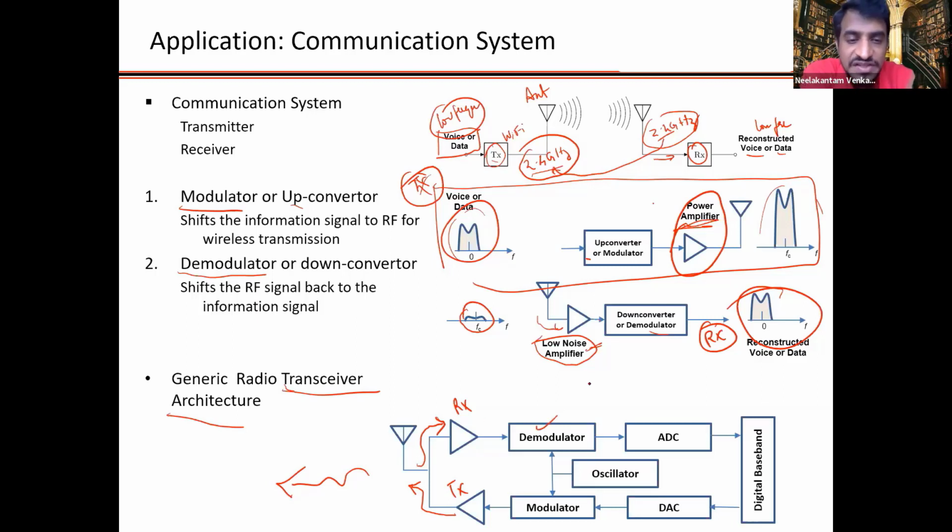The receive chain has the demodulator, A to D, and digital baseband, whereas the transmitter has the modulator, a digital to analog converter, and so on, to convert the digital baseband to analog. So the sensor inputs or whatever data that you want to transmit are all in the digital baseband, but the communication happens in the analog world. So this is the digital world.